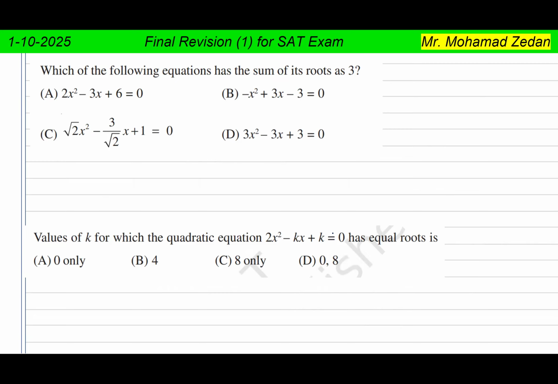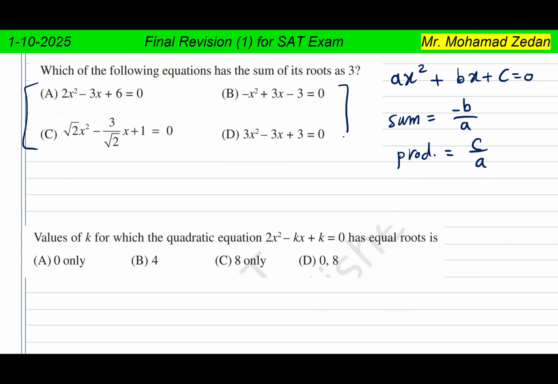I told you in the beginning of the video that for the quadratic equation in the general form ax squared plus bx plus c is equal to 0, the sum of the roots is always negative b over a, and the product of the two roots is always c over a. So in which of these equations is the sum of roots 3? Who can say? B, of course. The sum here is negative 3 over negative 1, which is 3. That's correct. B is correct. Very good.